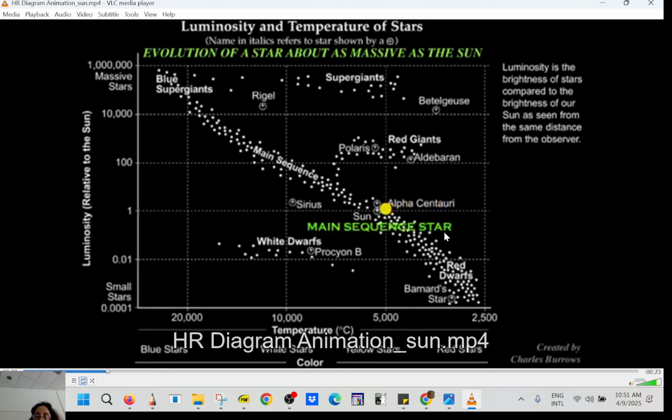So you see the sun. It starts from a nebula, from a nursery. This is the sun burning hydrogen into helium. So it's a main sequence star. And then, of course, I forgot to play it. Okay, play.